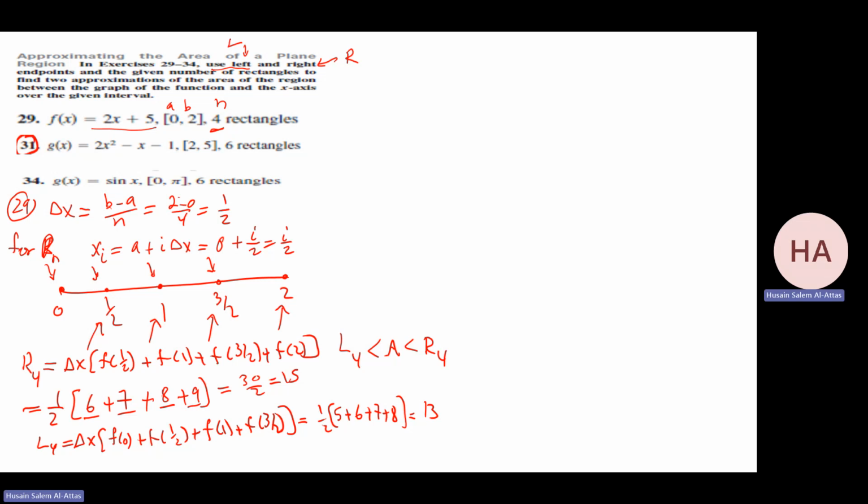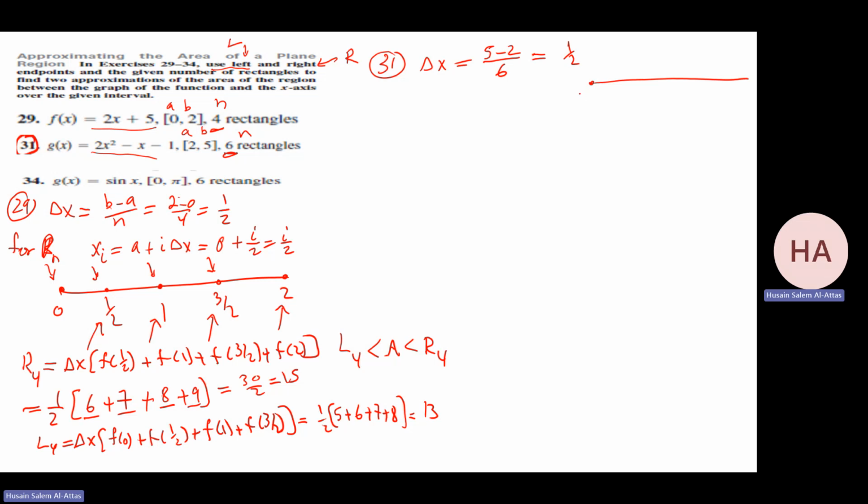Okay. Second function, which is this one. It's a matter of calculation. Yeah, 31. Delta x will be what? This is A and this is B. It will be 5 minus 2 over 6, where I have n equals 6. That gives me 3 over 6, which is half. So if I want to split it, I need 6 rectangles.